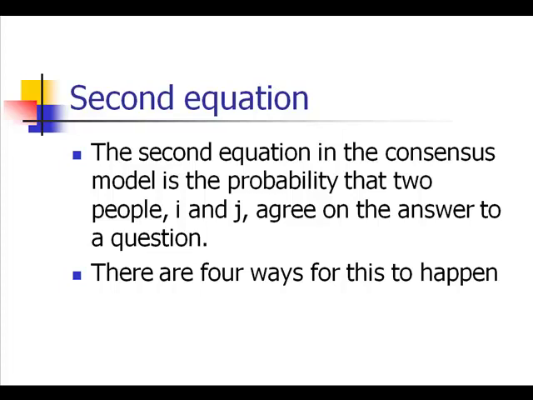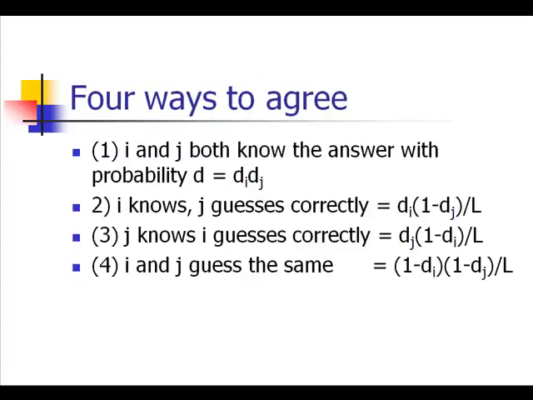And the second equation in the model is the probability that two people agree on the answer to a question. Not that two people, I, and where J is always the professor, but any two people, right? Okay. Now there are 4 ways for this to happen. I and J both know the answer with the probability of D, and so they answer the same with the probability of D sub I times J.